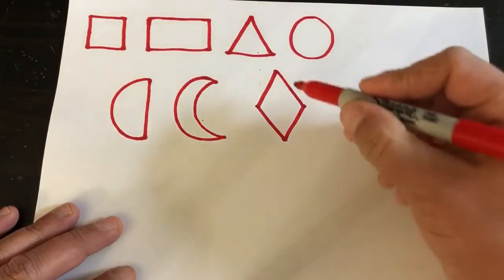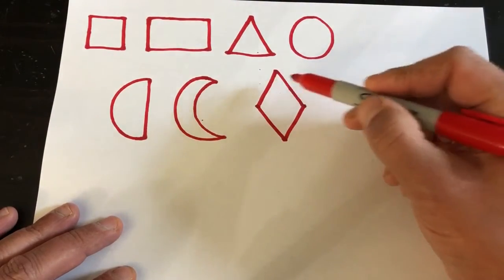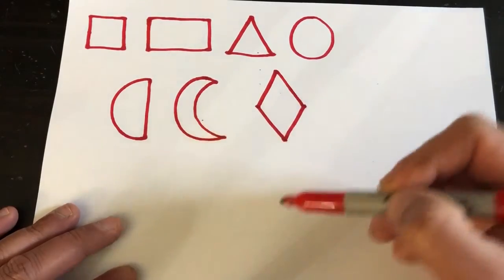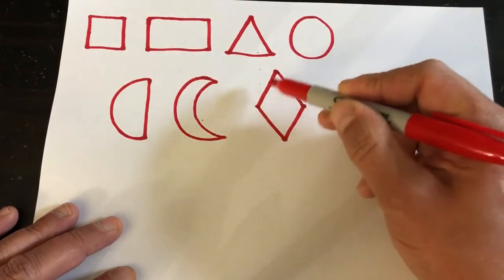Okay, now diamond. And a diamond has four sides. One, two, three, four. Diamond.